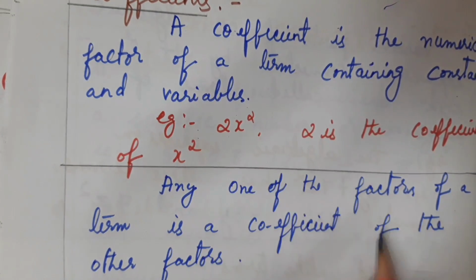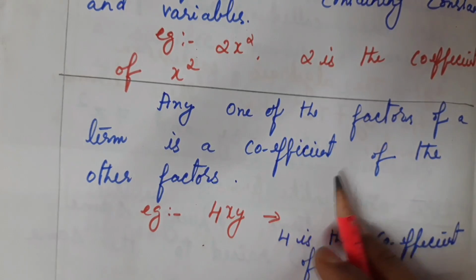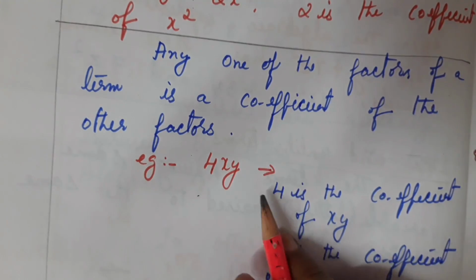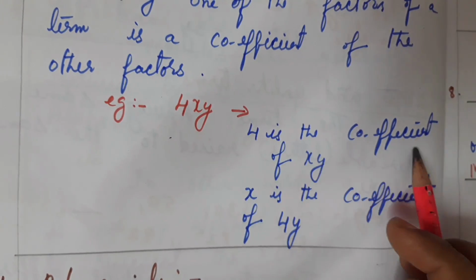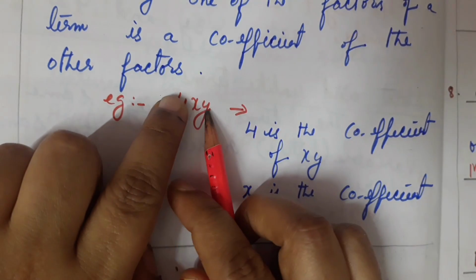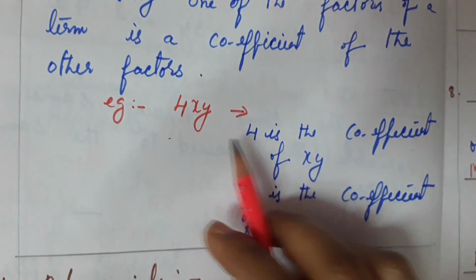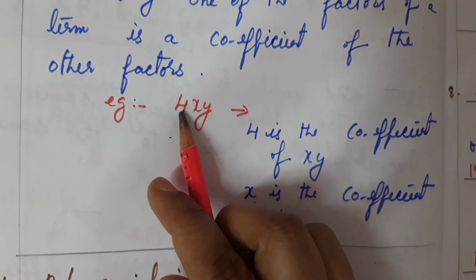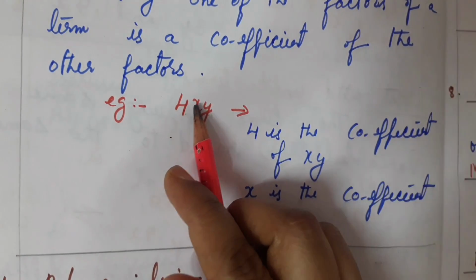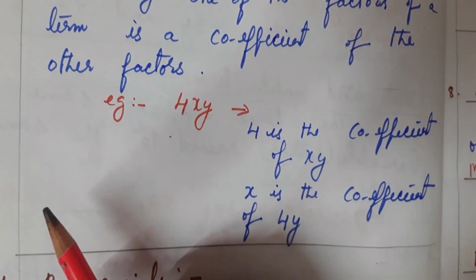This is a numerical coefficient. Any one of the factors of a term is the coefficient of the other factors. Example: 4xy. 4 is the coefficient of xy. Then x is the coefficient of 4y. Who is the friend of xy? 4. Who is the friend of x? 4 and y. Who is the friend of y? 4 and x.